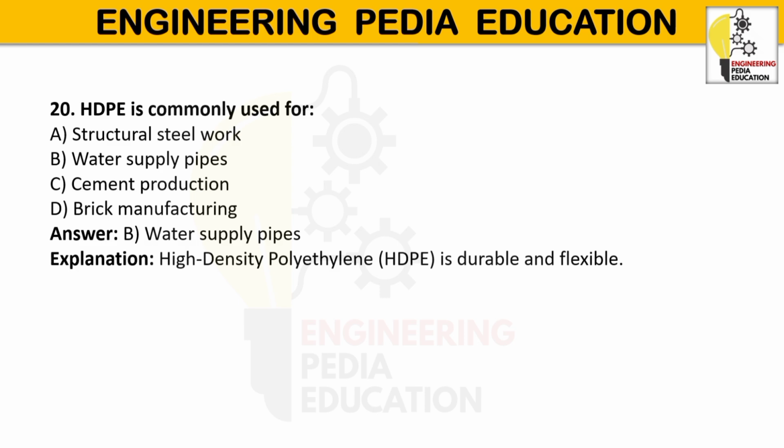HDPE is widely used for water supply pipes, sewer systems, gas distribution networks, irrigation systems, drainage pipes, cable ducts, and storage tanks. Because of fused joints, HDPE pipes often provide leak resistance.